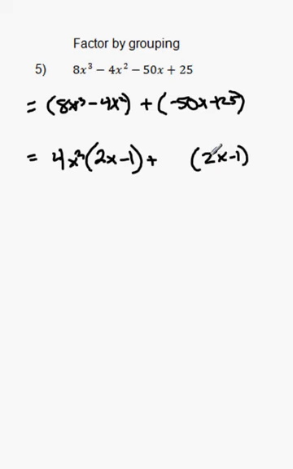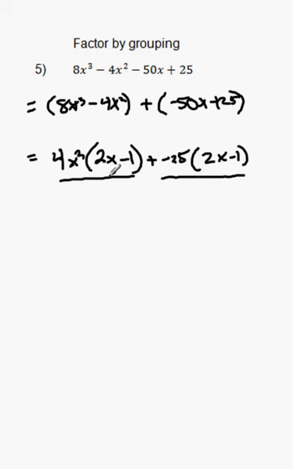And then I ask myself, what do I multiply 2x by to get negative 50x? And the answer is negative 25. So that is our other multiplier for this group. Negative 25 times 2x is negative 50x, and negative 25 times negative 1 is a positive 25. All right, so here we go. We have two terms, 4x squared times the quantity 2x minus 1, and negative 25 times the quantity 2x minus 1.